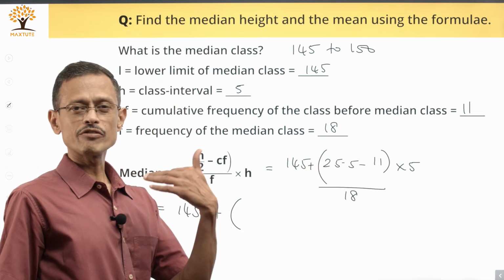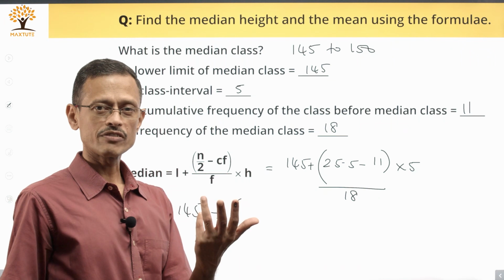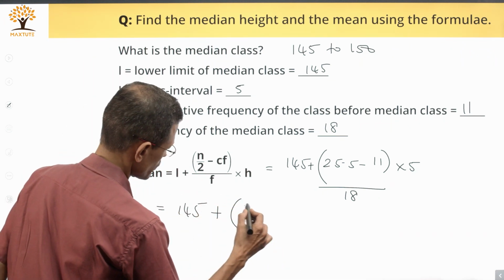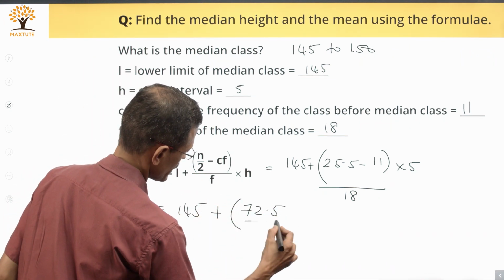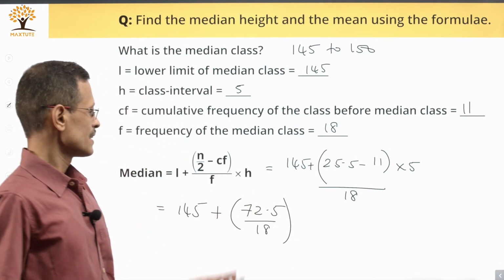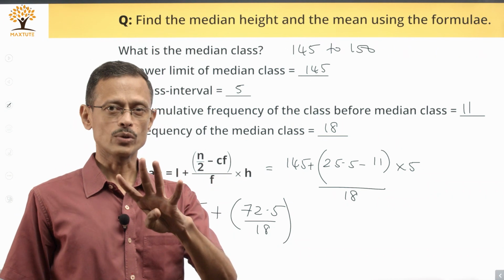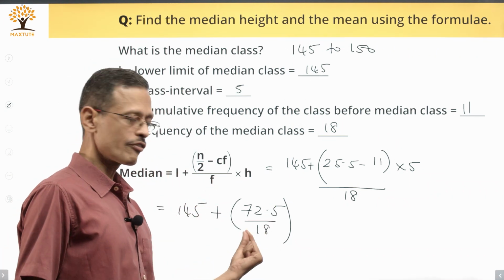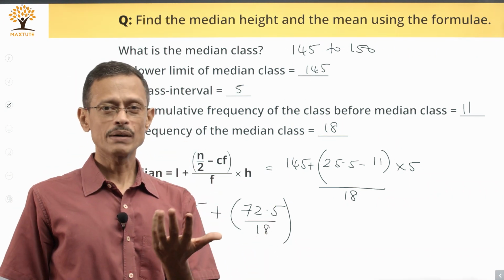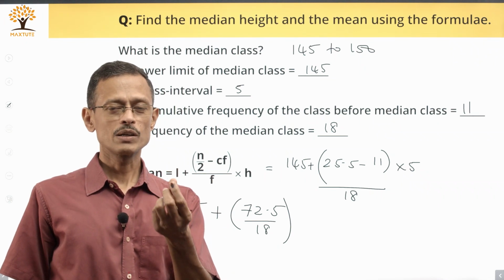14.5 into 5, 14 5s are 70, 0.5 into 5 is 2.5. So, this is equal to 72.5 divided by 18. The calculation seems to be difficult, but not really. 72 by 18 is 4. Done. Then we have 0.5 by 18, which is the same as 1 by 36. 1 by 36 is probably 0.03.